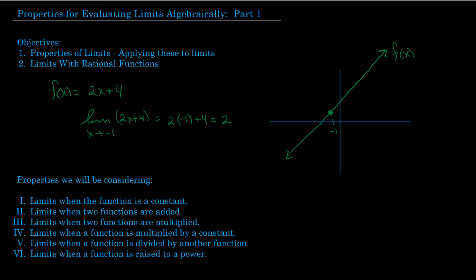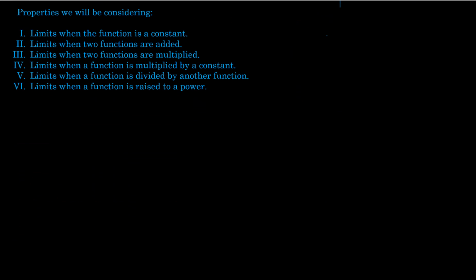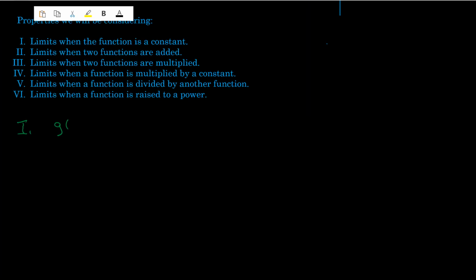Okay, so with that in mind, let's take a look at these properties that we're going to find useful for a good deal of time. The first of these is how do we handle limits when the function is a constant? So let's say we have something like g of x equals 4. If you'll recall, with a function like this, regardless what value you plug in, the y value that will come out will always be 4.